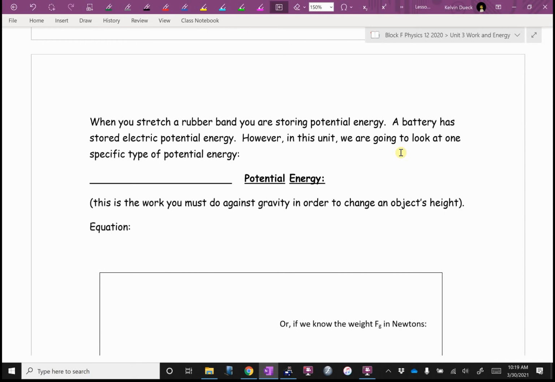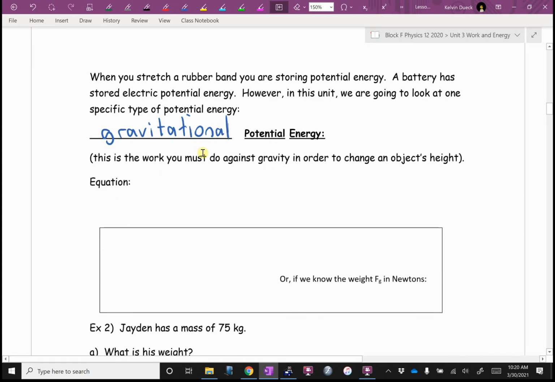So when you stretch a rubber band, you're storing potential energy in the same way as when you stretch a bow or when you stretch a bungee cord. A battery has stored electric potential energy, but in this unit, we're going to focus mostly on one specific type of potential energy, gravitational potential energy. This is the work that you have to do against gravity in order to change an object's height. And we're going to figure out the equation by using Alec as a guinea pig.